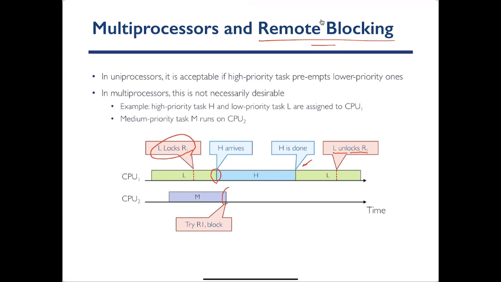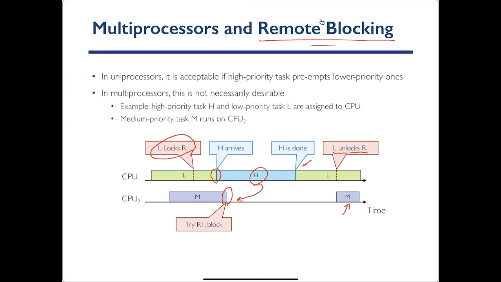So at this point, this medium priority task is going to also get blocked until later on when the low priority task eventually runs, and then this medium priority task is going to run next. So what is happening is that this high priority task is kind of remotely blocking this medium priority task.